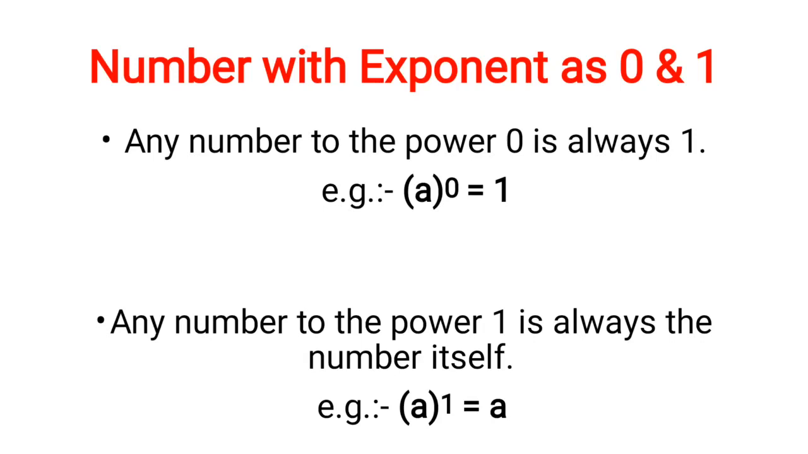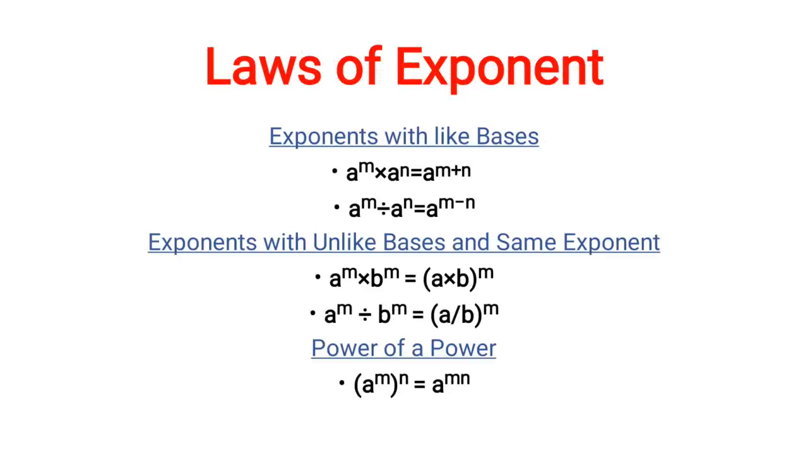Further, we shall learn about the laws of exponent. Given below are a few of the laws and let us learn about them one by one. Let us first learn about a group for which exponents are different but bases are same. a raised to m into a raised to n will give us a raised to m plus n, where a is a non-zero integer and m and n are whole numbers. Also, a raised to m divided by a raised to n will give us a raised to m minus n, where a is a non-zero integer and m and n are whole numbers.